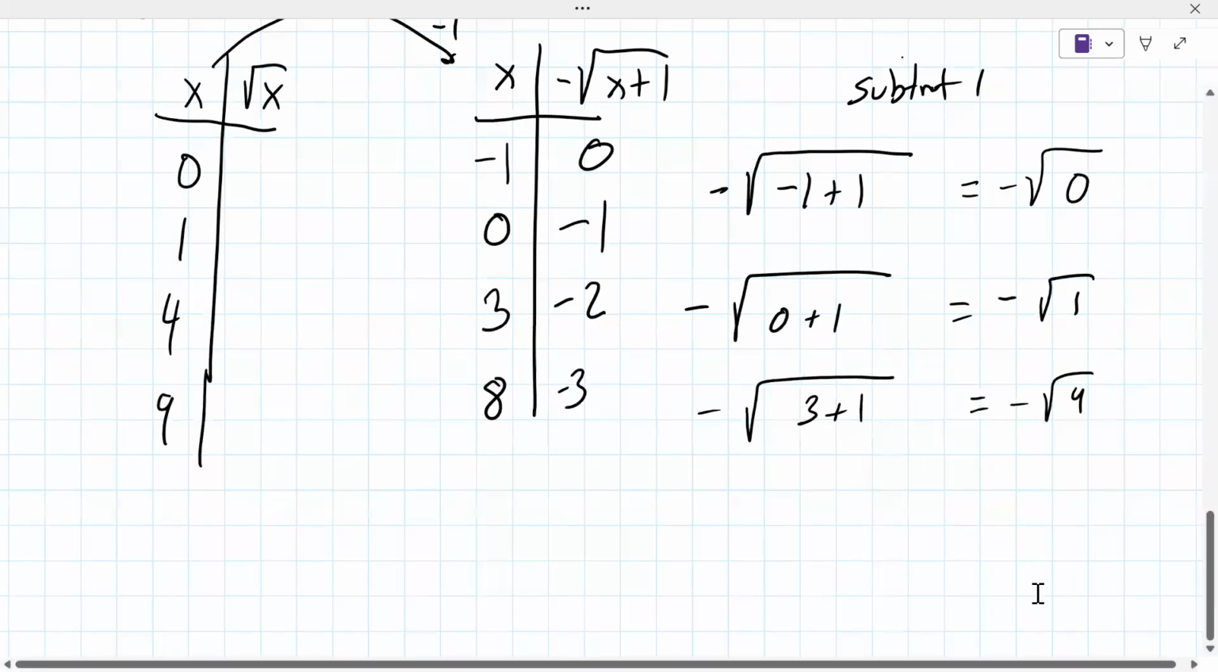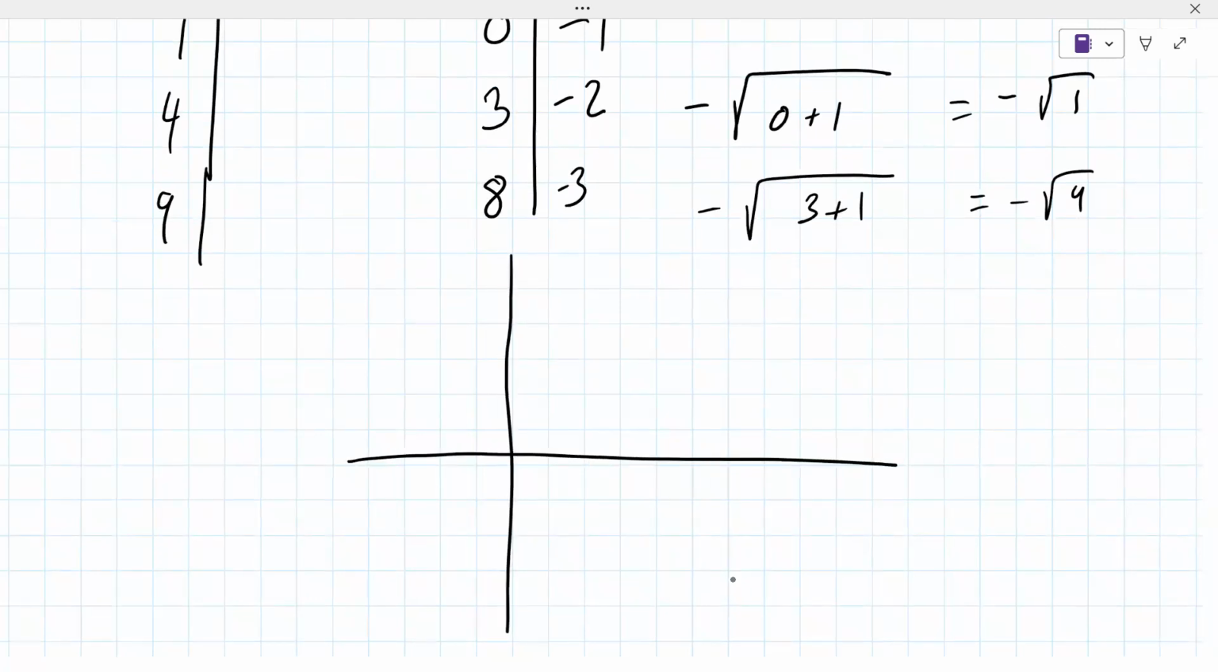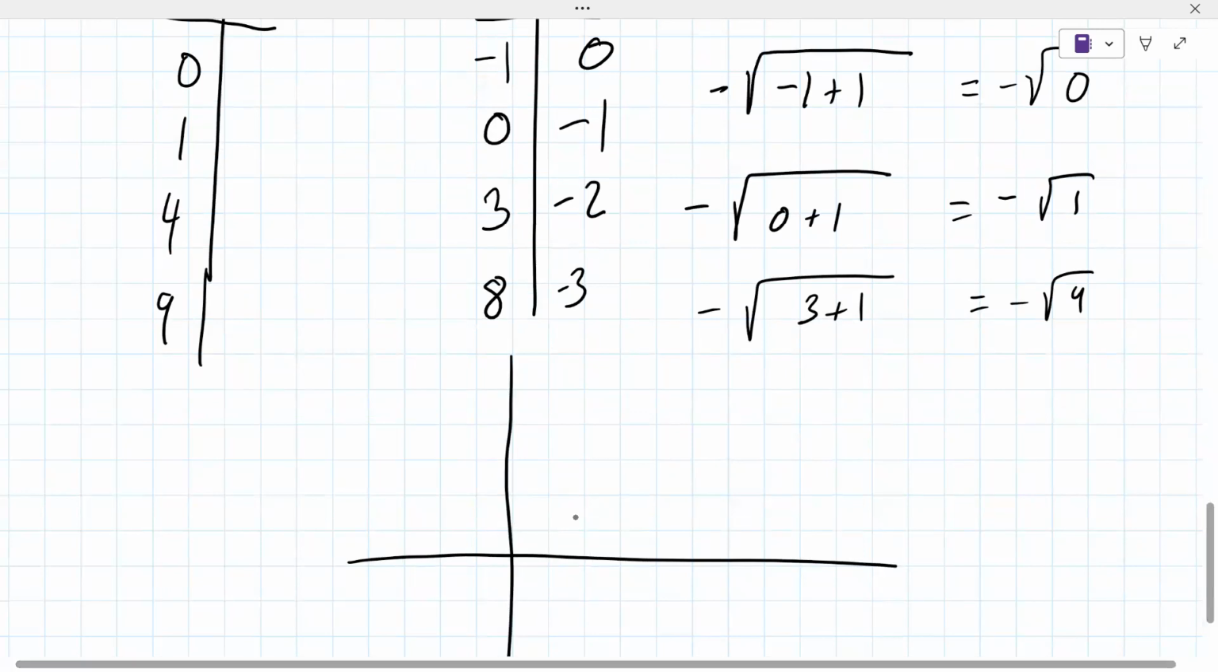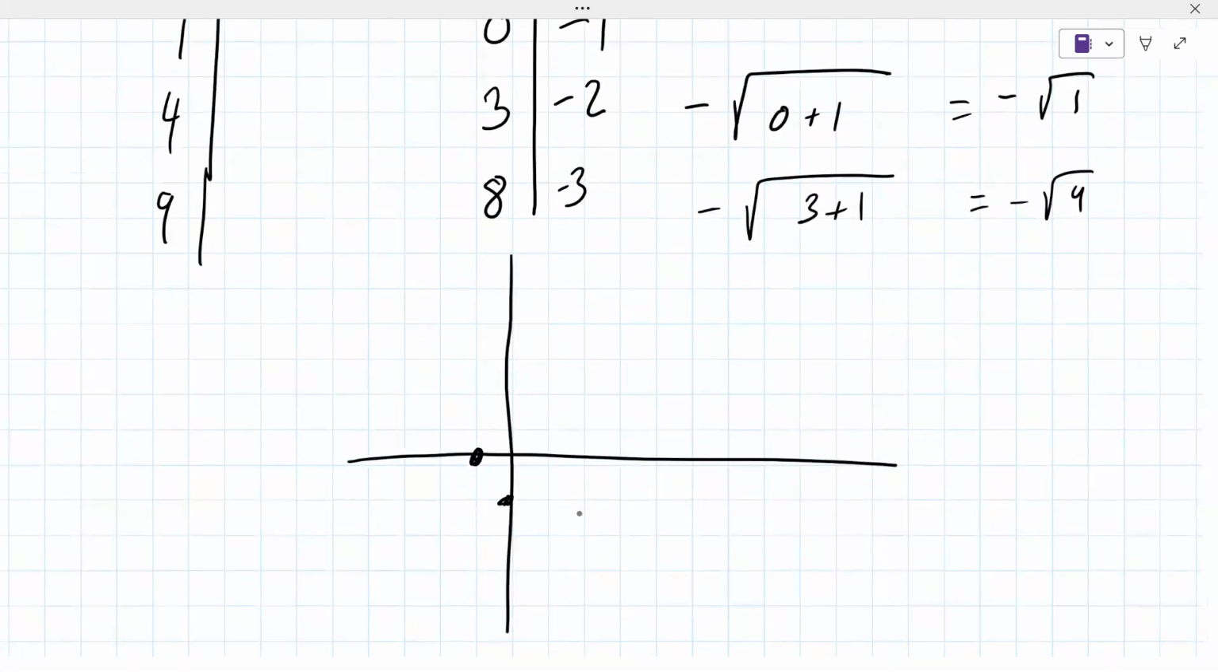Okay, we're going to make a quick graph of this. We'll just write this into a graph. You can just follow along. You don't have to graph this. -1, 0, 0, -1, 3, -3. And then we have to write the equation. Okay, so the graph looks like this.